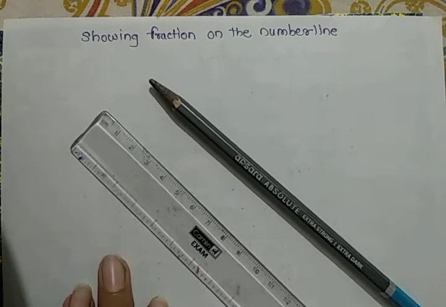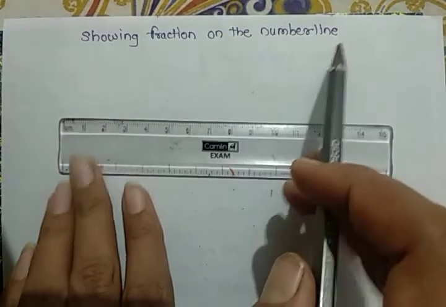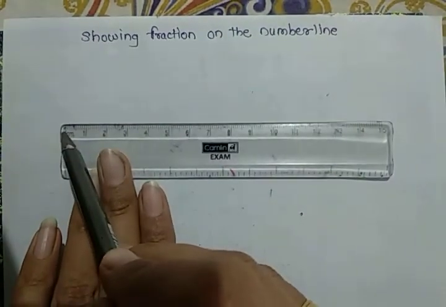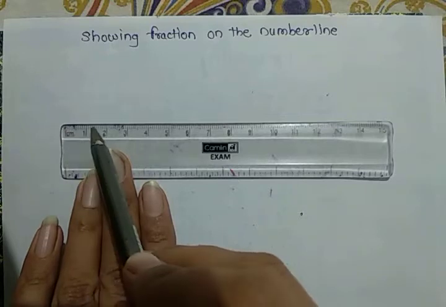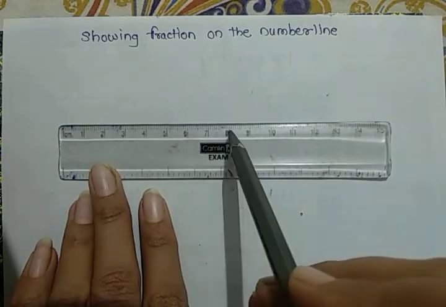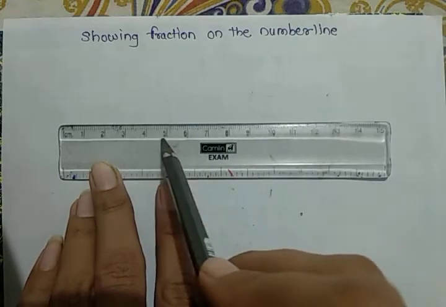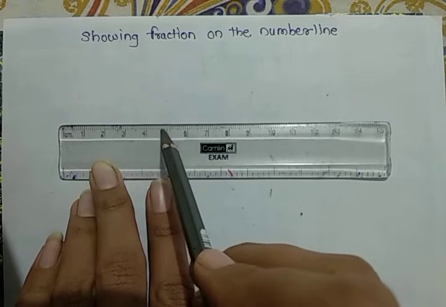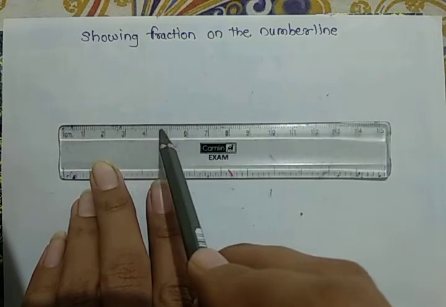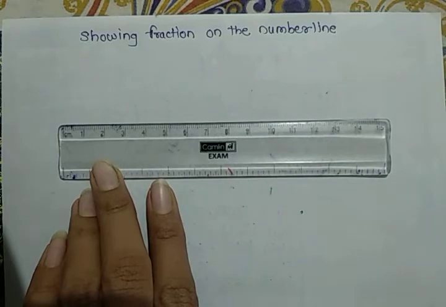Okay, let's see, this is the scale. In this scale there are the numbers 0, 1, 2, 3, 4, 5, 6, 7, 8, 9, 10. In between these two numbers there are small 10 lines, means there are 10 equal parts in between two numbers. So it is easy to mark the fraction.